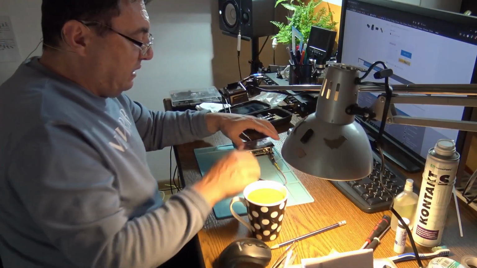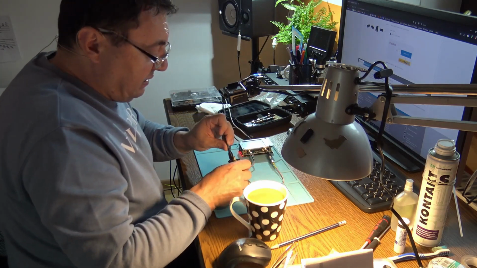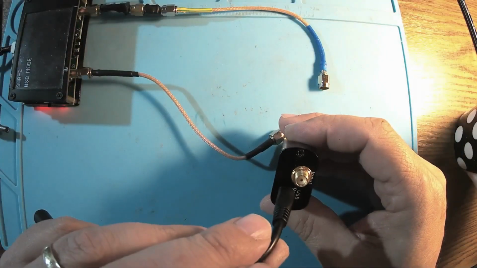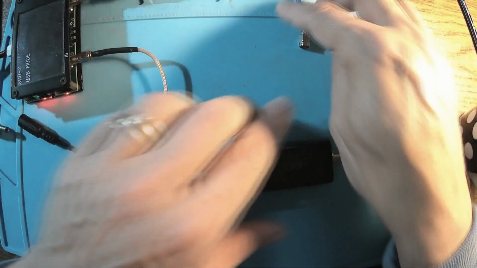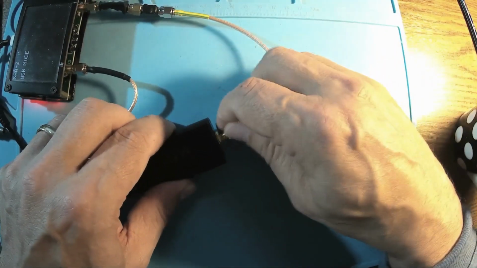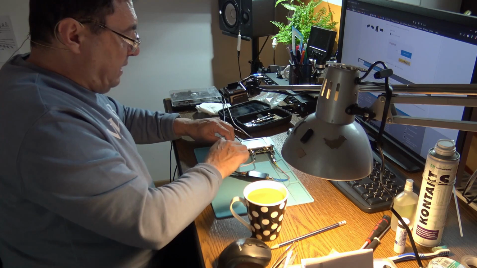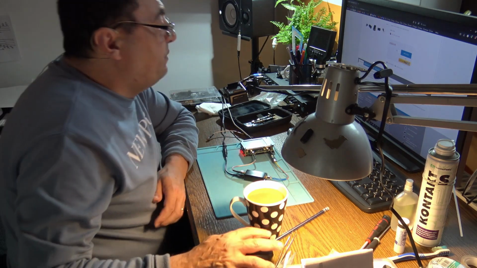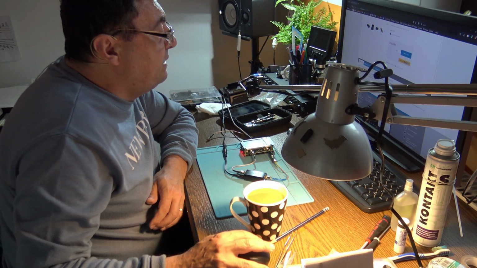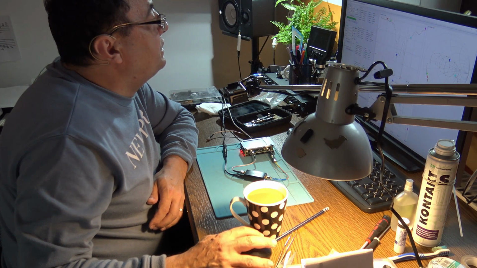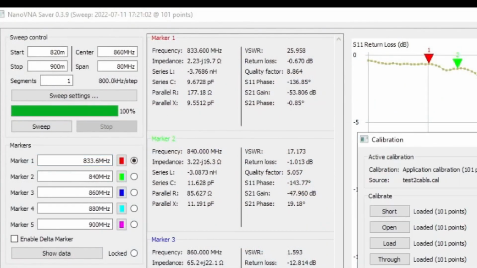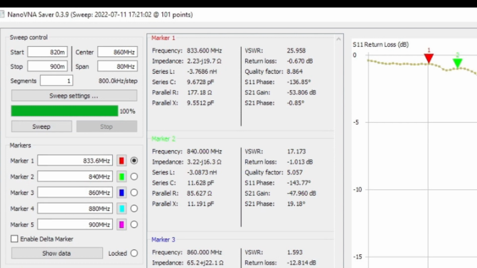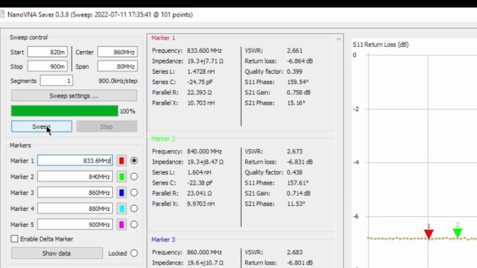Nano VNA connected. Let's see what we got here. This is the input. All right, the input comes here, and the output goes there. Power on again. Let's open Nano VNA Saver. 820 to 900 megahertz. Calibration. Yeah, we are good to go. And now, let's give a first try on almost the LoRa band.